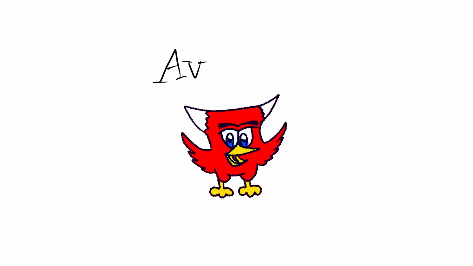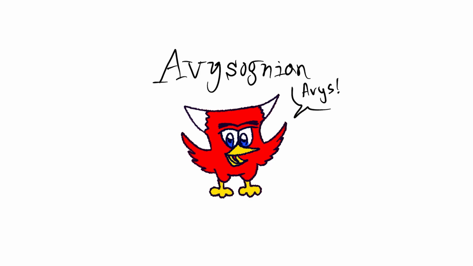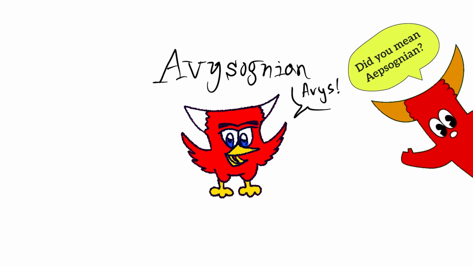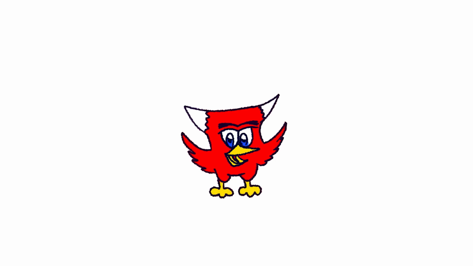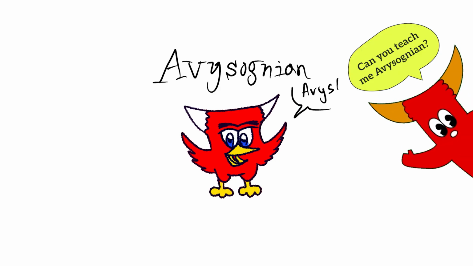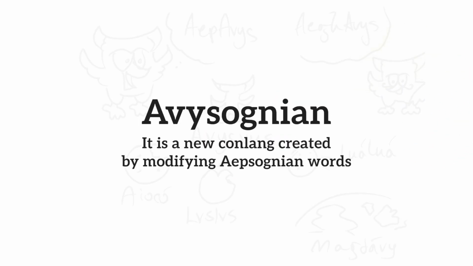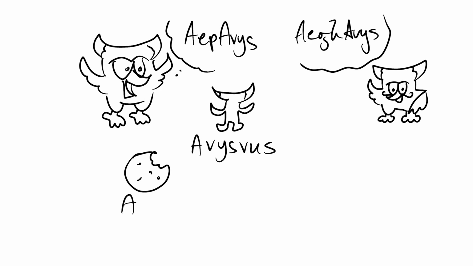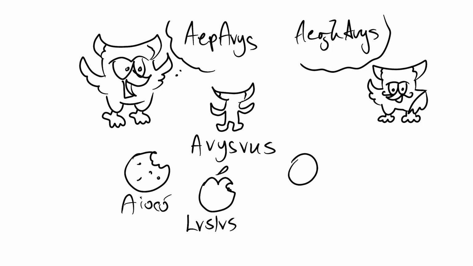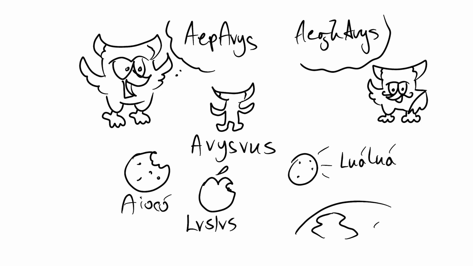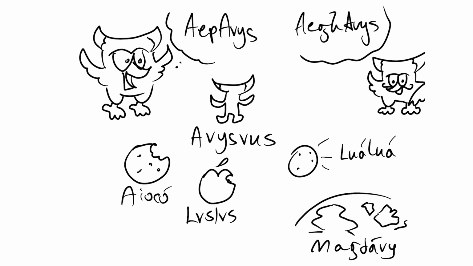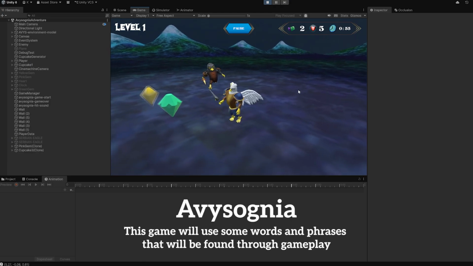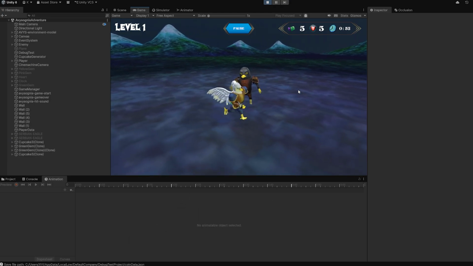I have also made a language for my upcoming bird game, Absognian. Did you mean Absognian? No, that's another language with a different name. Can you teach me some words in Absognian? Of course, here are some words. I pavis, mother. I rabis, father. Avis vus, human. Ayatsu, cookie. Lus, apple. Lua, moon. Magdawi, earth. Those are some examples. I have a full list of words that I cannot put in this video. But don't worry, I will explain this conlang in my next video.